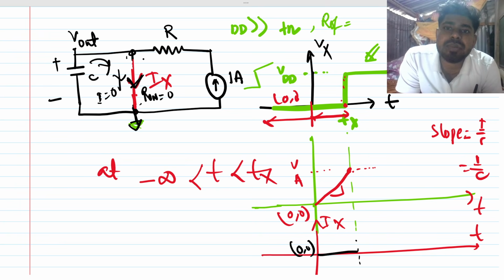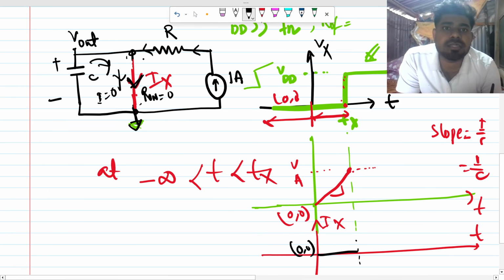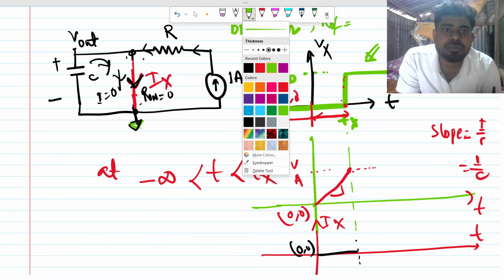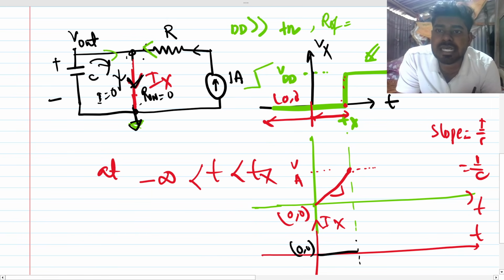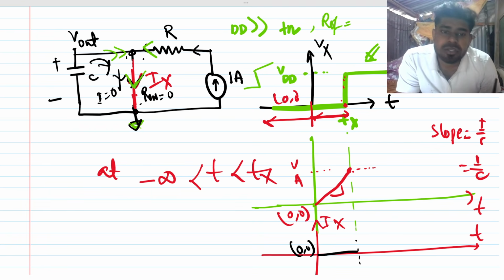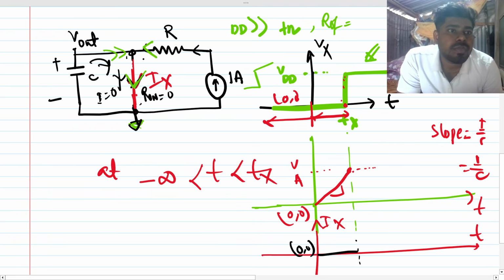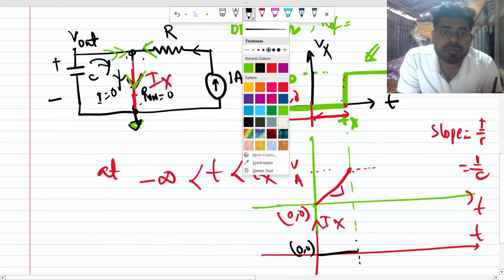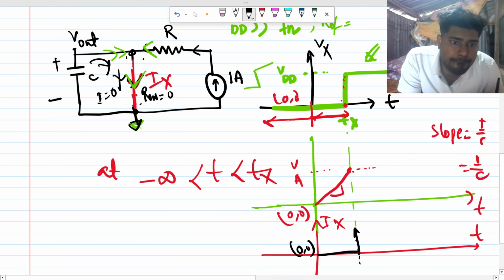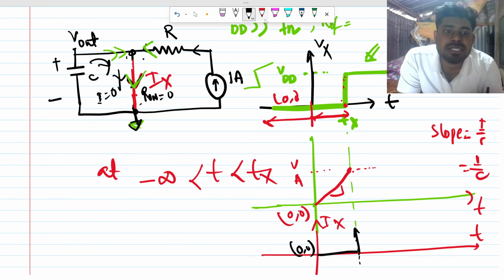Why is it an impulse? This current is always fixed, correct? Because the current through the resistance is nothing but 1 ampere always. So this current is 1 ampere, but this current is a spike. So 1 ampere plus a spike is nothing but a spike. There will be a spike current through the Ix like this, and the voltage at V output is nothing but 0 instantly. That's it, and it will look like this.